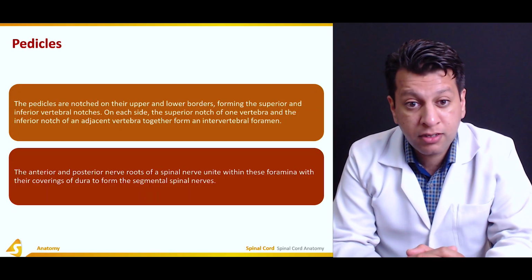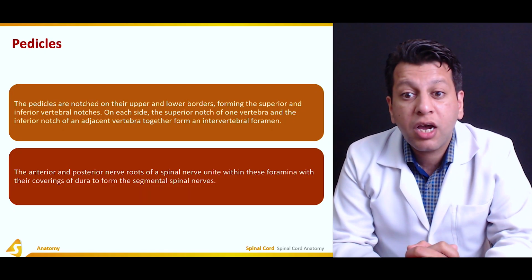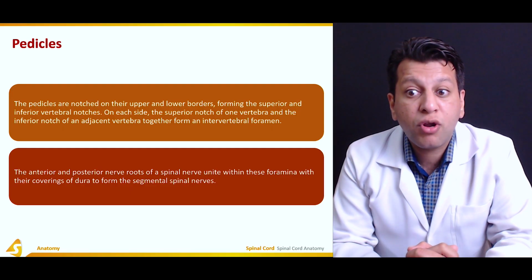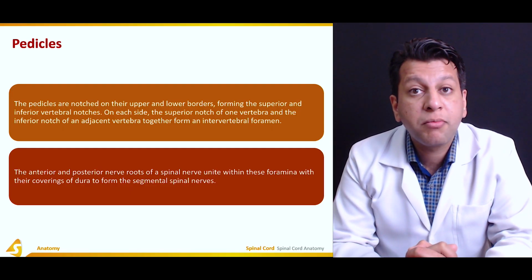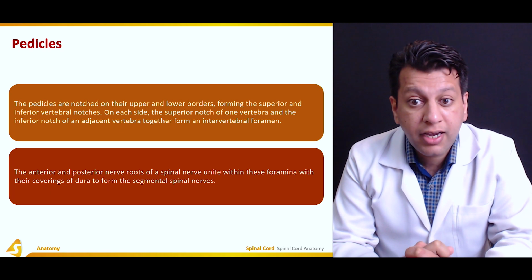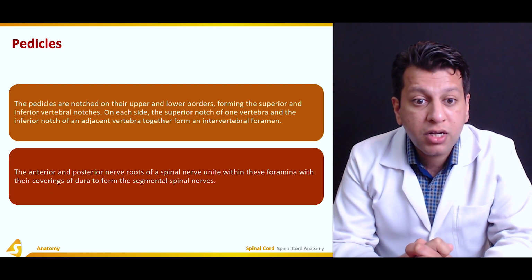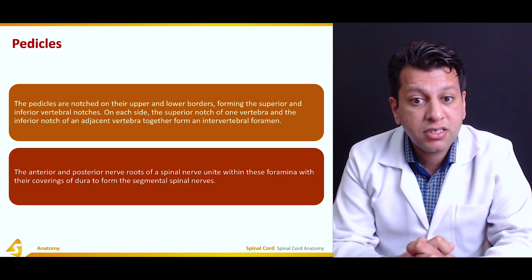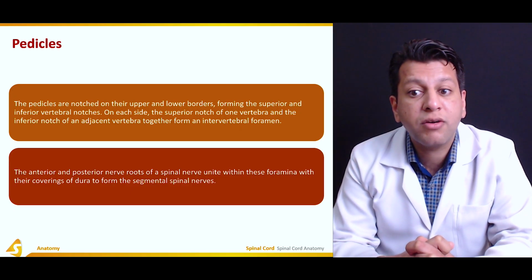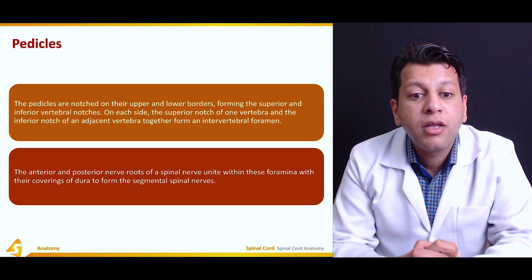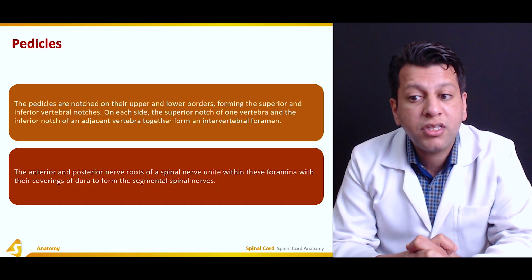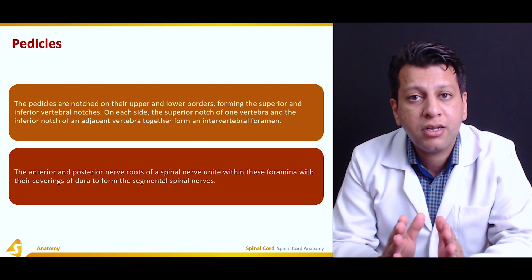Coming to the pedicles, these are notched on their upper and lower borders, forming superior and inferior vertebral notches. On each side, the superior notch of one vertebra and the inferior notch of an adjacent vertebra together form an intervertebral foramen. The anterior and posterior nerve roots of the spinal nerve unite within these foramina with their coverings of the dura to form a segmental spinal nerve.